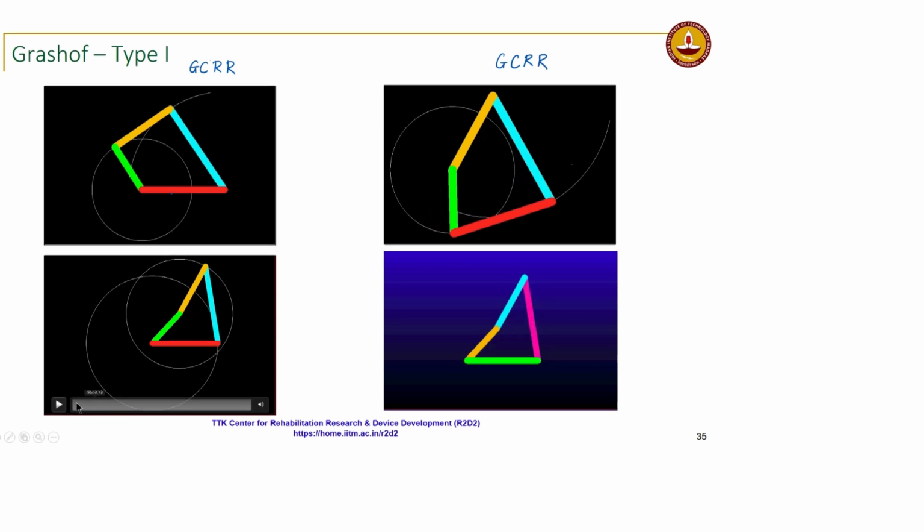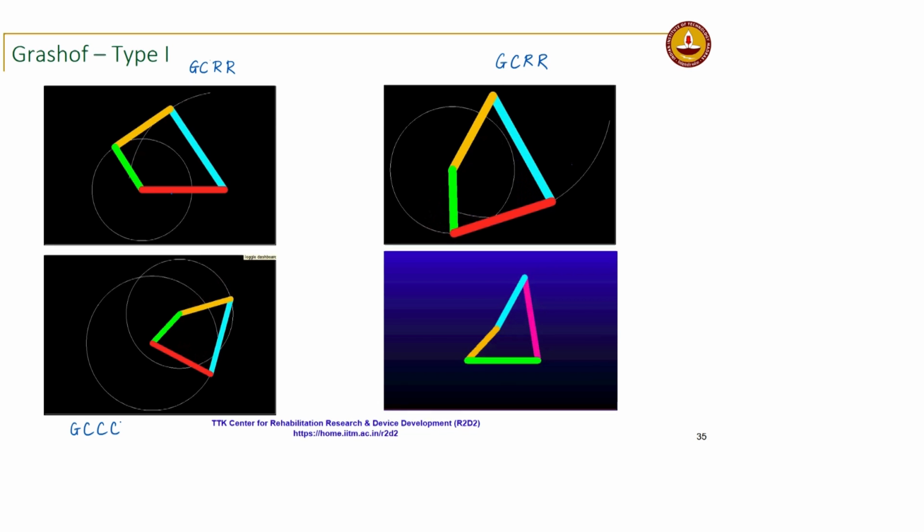The third inversion is where the shortest link itself is fixed. Okay. In this case you will find that all three links can make complete rotations. You can see even the coupler is tumbling. So, this is a case of Grashof crank, the inversion where the shortest link is fixed.